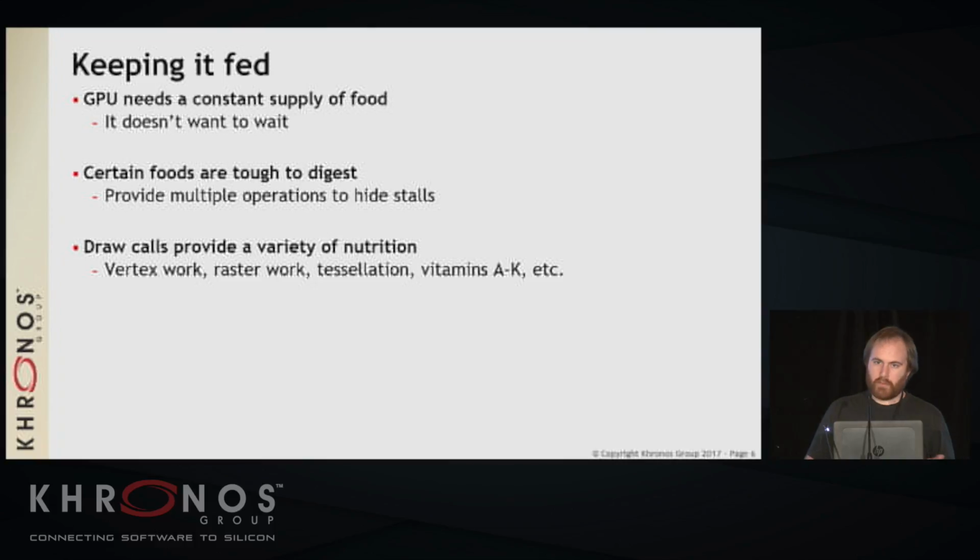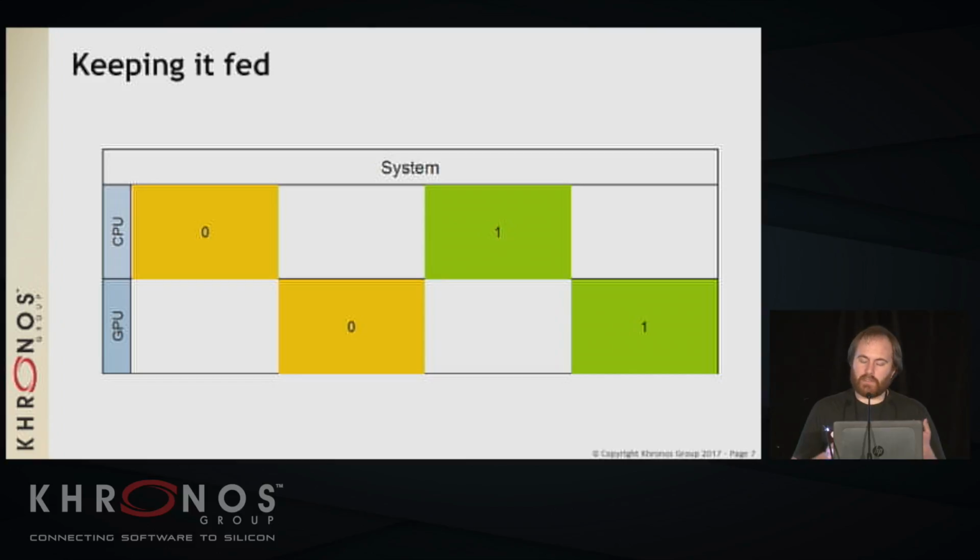Luckily, draw calls in and of themselves are quite good. They've got a variety of different work. There's vertex work, possibly tessellation and geometry work, and fragment stage work usually. And all of this is pipelined in a modern GPU, so you get quite a lot of overlap naturally. But you still have to do some work to ensure that it actually happens.